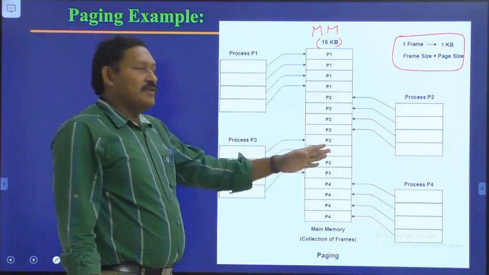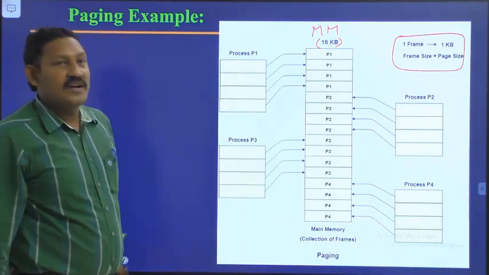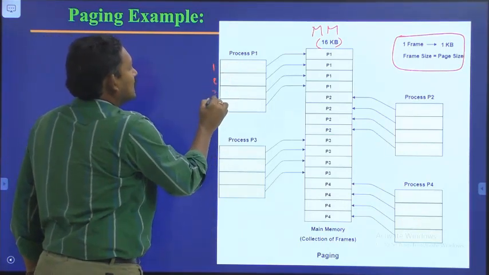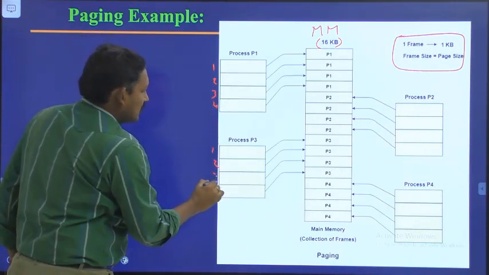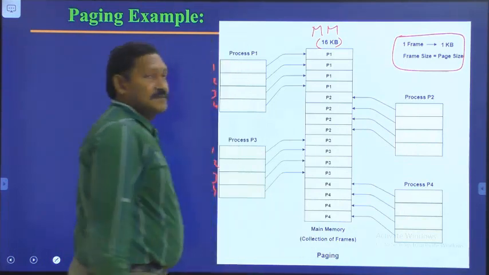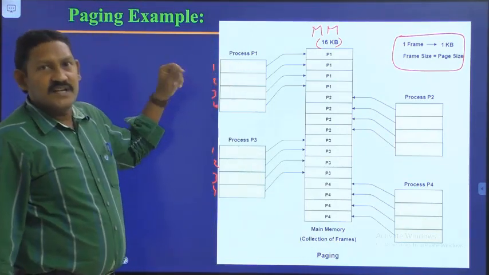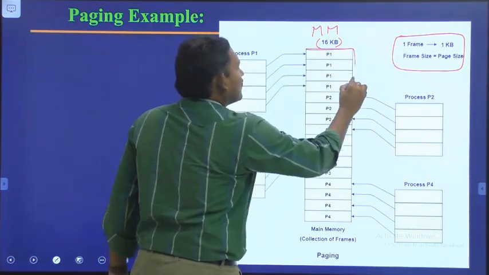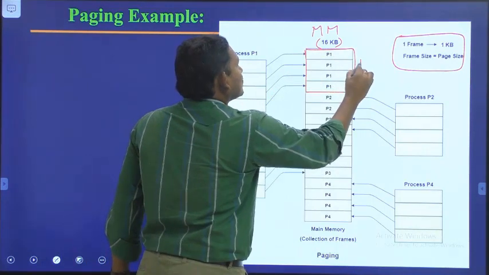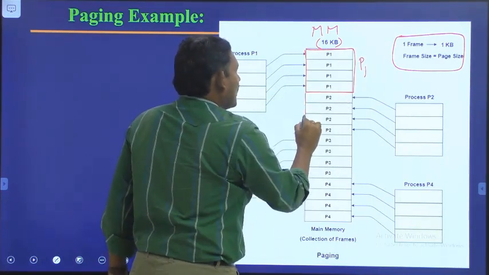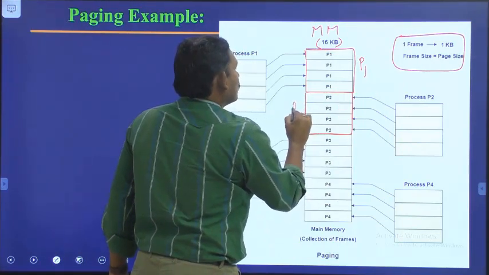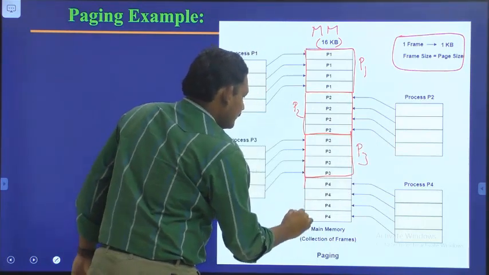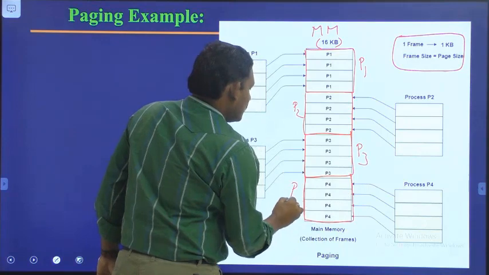Each process is divided into 4 pages. See here, 4 pages, 1, 2, 3, 4. This also 4, 1, 2, 3, 4. So that's why we have inserted these pages inside the main memory. So this is process P1, these 4 slots, and these 4 slots are P2, and these 4 slots P3, and these 4 slots P4.